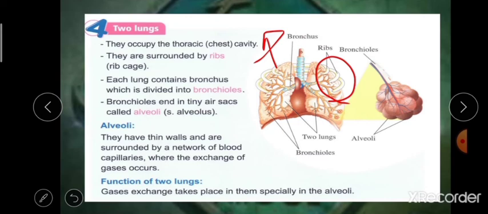We repeat that again. The trachea divided into two small tubes called bronchi. Each bronchus divided into smaller tubes called bronchioles. Each bronchiole ends with small or tiny air sacs or air bags. Inside these air sacs, they are surrounded by blood capillaries. Why? To make exchange of gases.